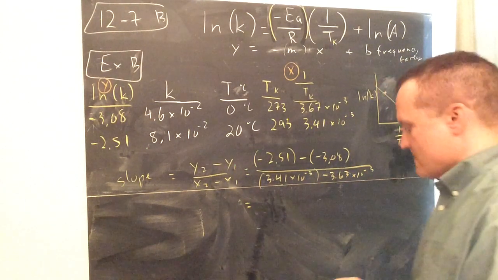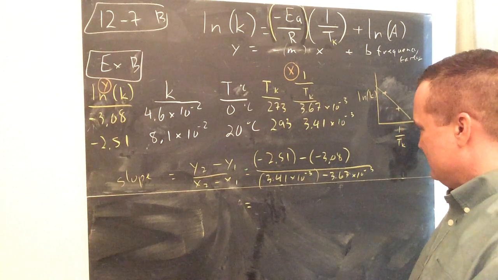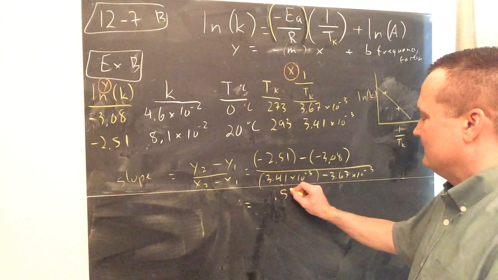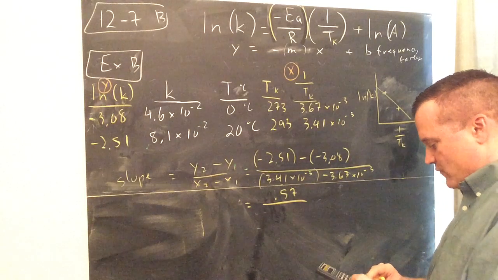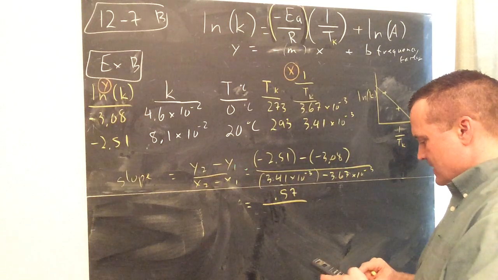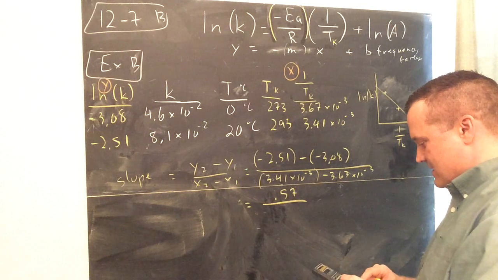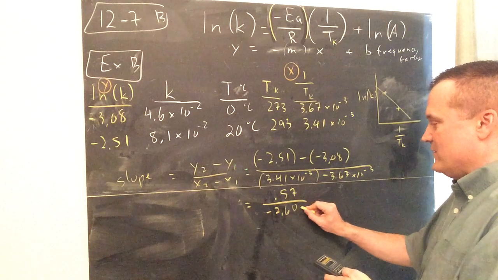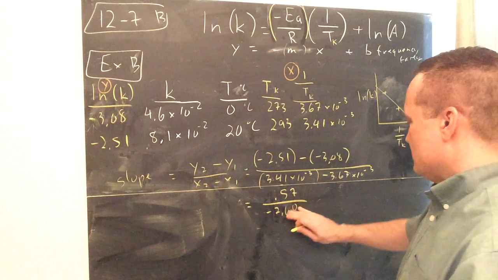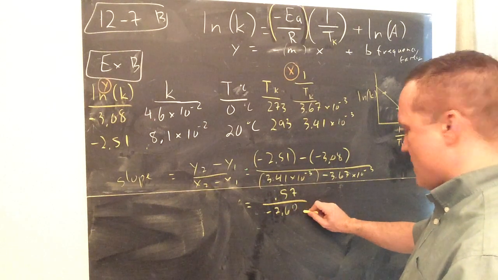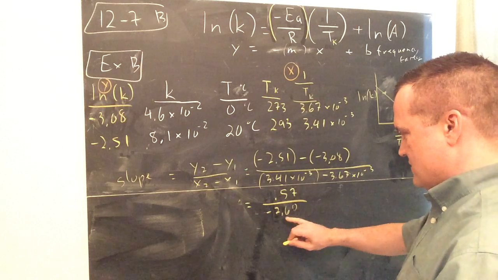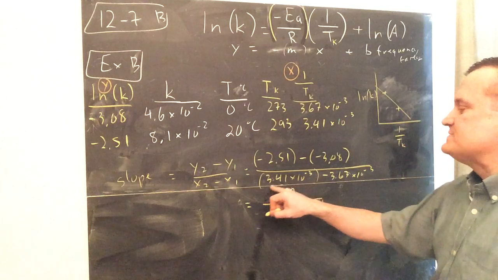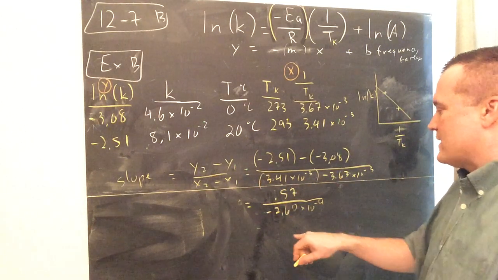All right, so negative 2.51, minus a negative is plus 3.08. So it's going to be 0.57 on the top. And the bottom, 3.41 times 10 to the negative 3 minus 3.67 times 10 to the negative 3 is negative 2.60. Actually, that's 2.6 times 10 to the negative 4. So that's 0.260. Yeah, that's right. It should have another sig fig.